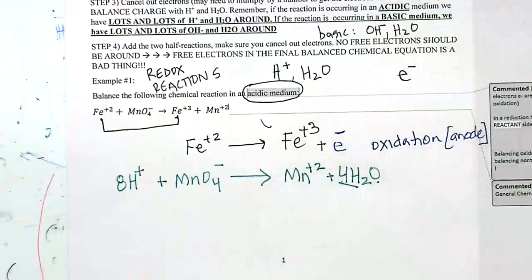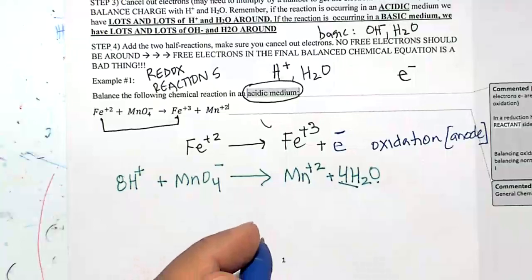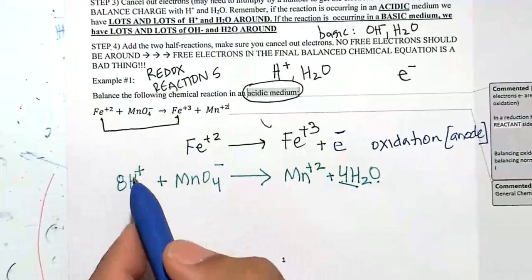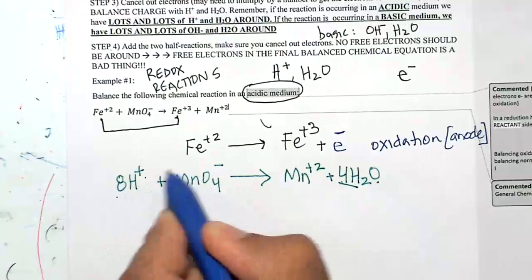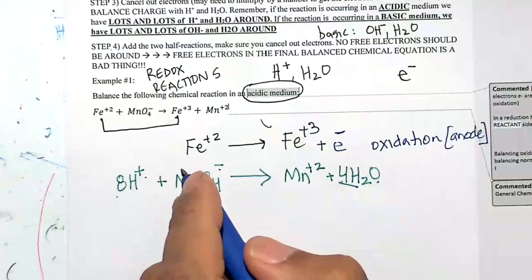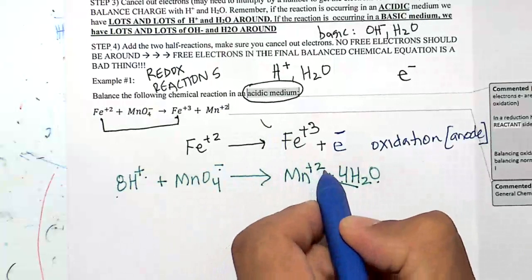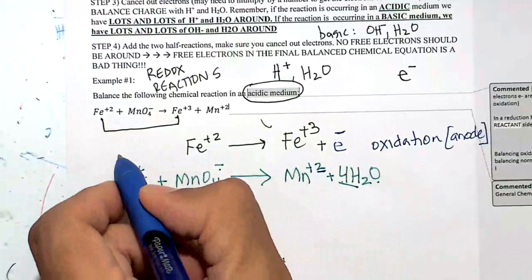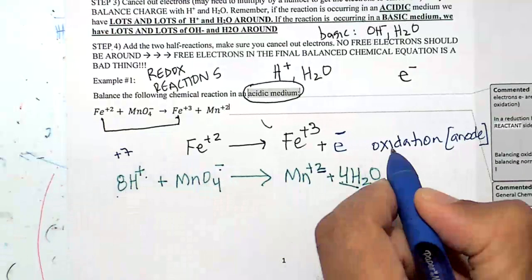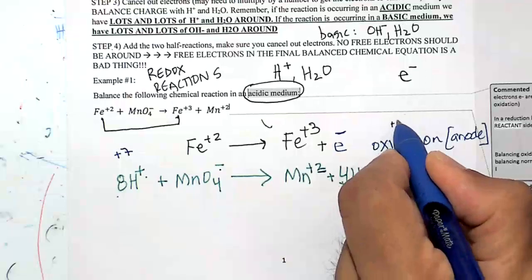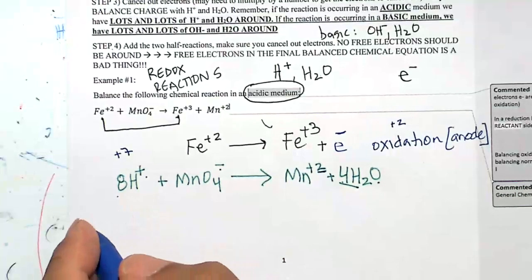Okay, this is what you'll do in acid. If it's basic, you'll do the same thing, but you'll add OH minus. All right, and now finally we will balance the charge with electrons. So we have plus 8 minus 1 is 7. Plus 2 here. So we have a plus 7 here and a plus 2 here.